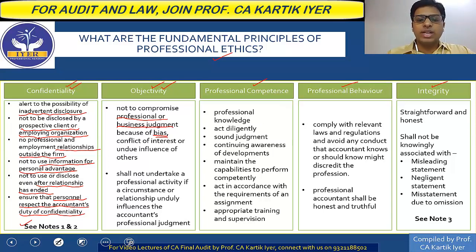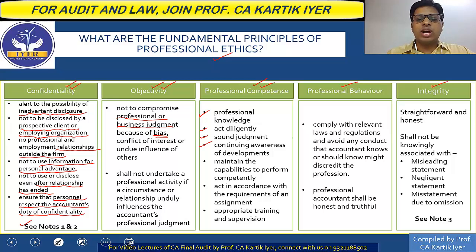Next is professional competence. Let's see this point. Professional competence is nothing but the CA's ability to take decisions. So the CA should have professional knowledge. He should act diligently. Diligently simply means sincerely; with proper sincerity he should work. Next, he should have sound judgment. That will only come if his sound knowledge is there, a sound way of functioning is there, and standards are followed; then the sound judgment will automatically be there.